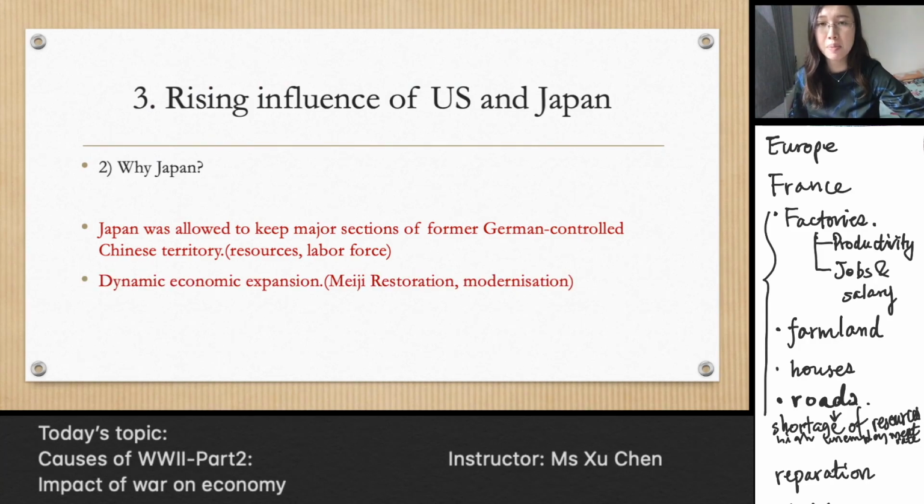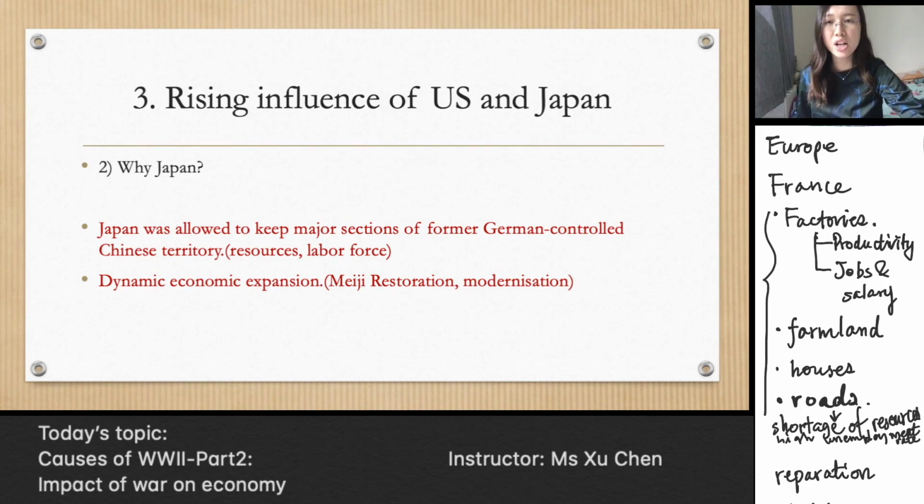Dynamic economic expansion. That means at that time, Japan was already trying to modernize their country. They learned from the European countries, learned from the Industrial Revolution. That is the reason why they had the Meiji Restoration. After the Meiji Restoration, they were one of the pioneers among Asian countries who tried to modernize themselves. That is the reason why, compared to other countries, especially in Asia, Japan was very strong.